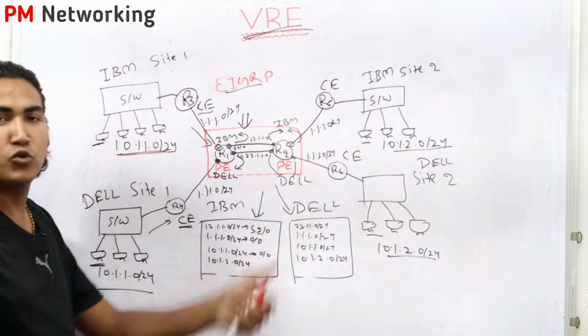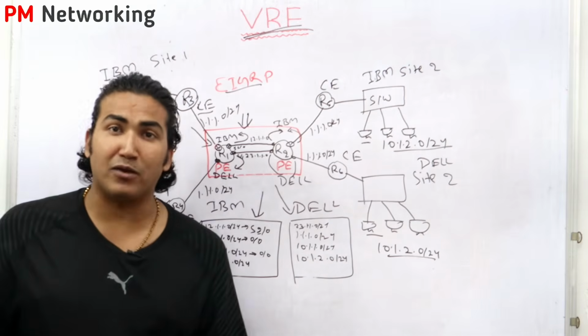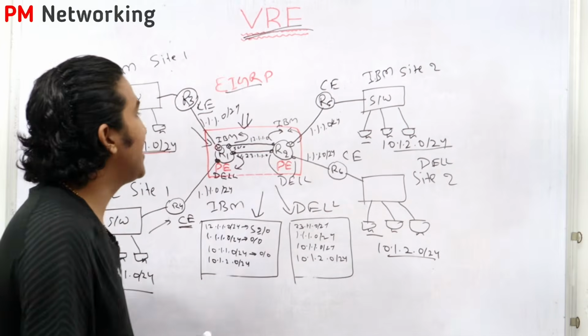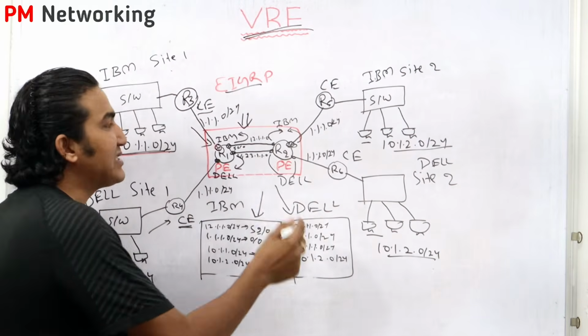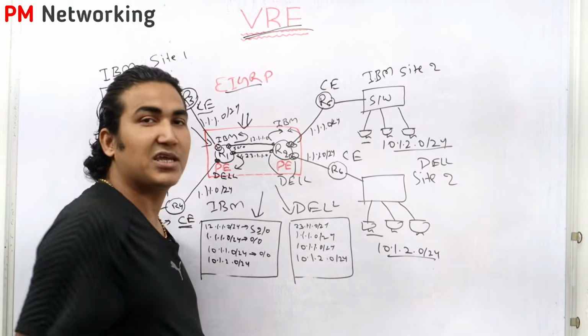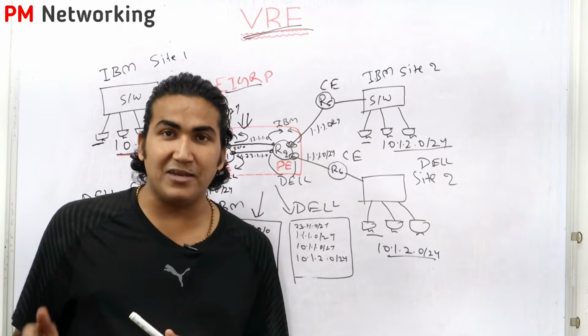In the same way, router 2 is also maintaining two routing tables, one for Dell VRF and one for IBM VRF. Whenever it receives traffic on this interface, it will check the routing table of IBM VRF. Whenever it receives traffic on this interface, it will check the routing table of Dell VRF.